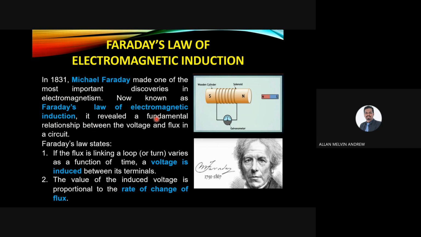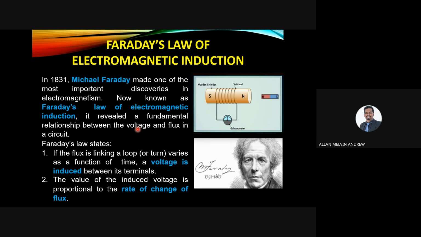It reveals the fundamental relationship between the voltage and flux in a circuit. Because when we are dealing with electricity, it has a connection with magnetism. When electricity is combined with magnetism, it will generate electromagnetic induction, which will be useful for us to run any machine continuously.